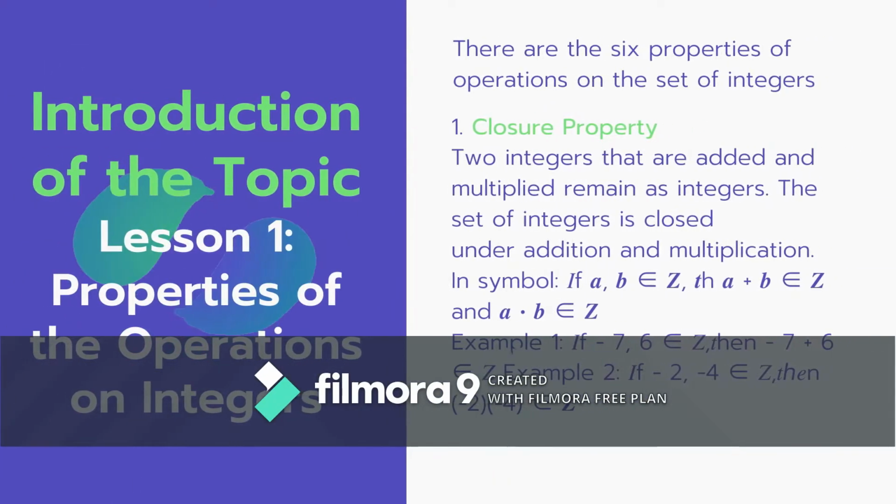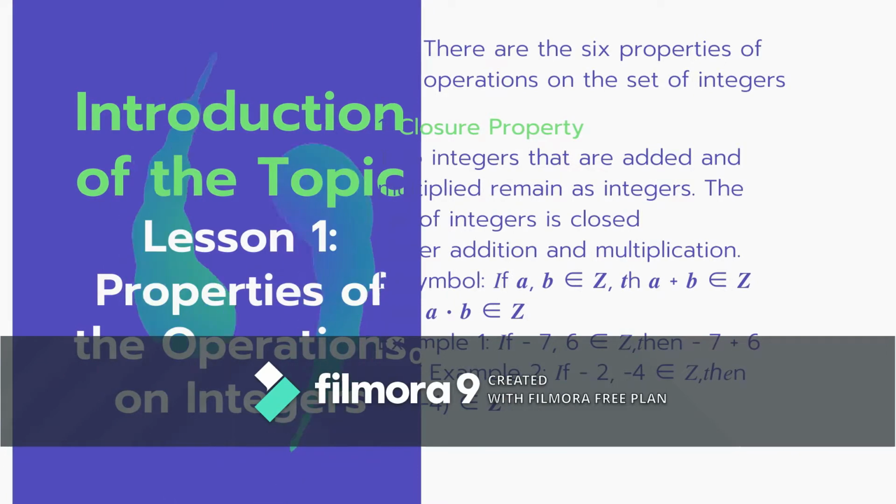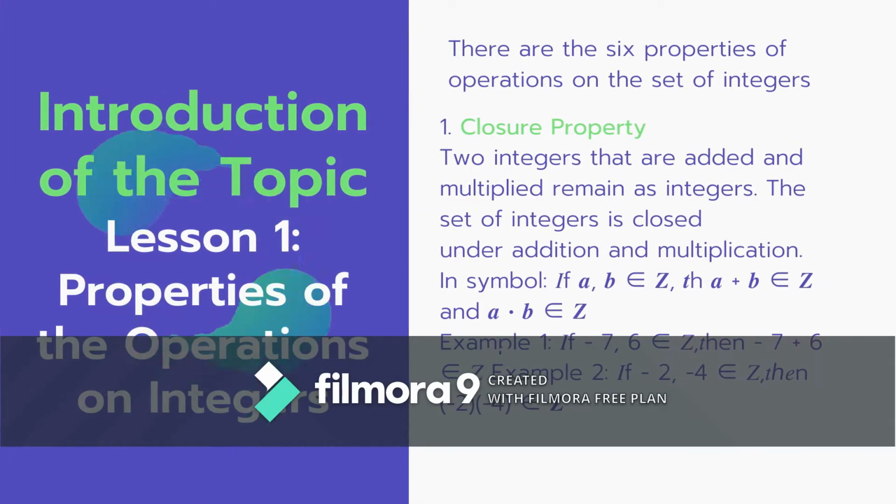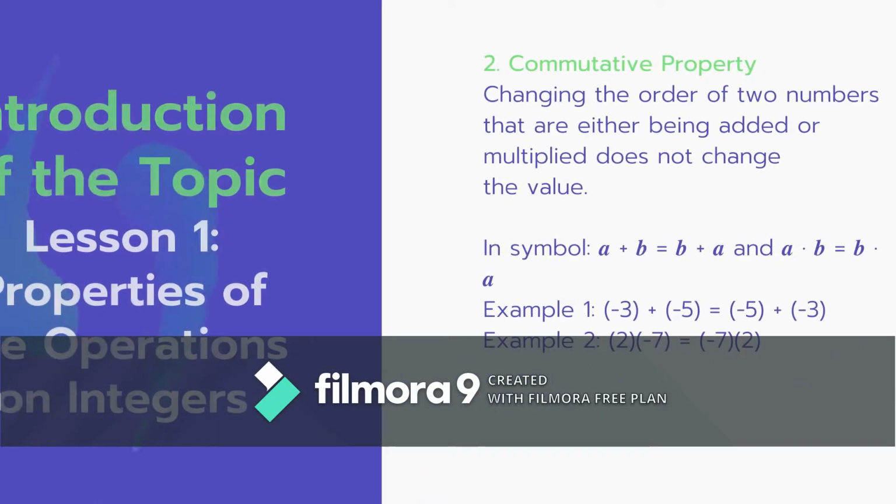Properties of the operations on integers. Closure property. Two integers that are added and multiplied remain as integers. The set of integers is closed under addition and multiplication. In symbols, if a and b are elements of the set of integers, then a plus b is an element of the set of integers, and a times b is an element of the set of integers.